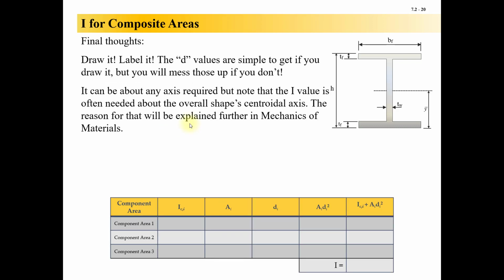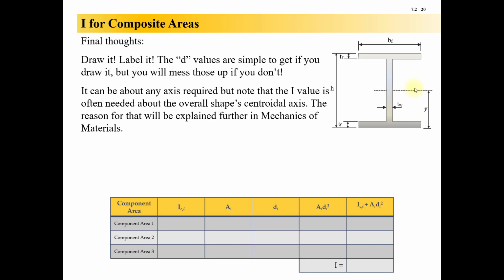Final thoughts. Again, draw the picture, label it. The biggest thing I think that people make mistakes on is this d distance. It is so basic, but until you draw this diagram and label it, the d distances are not going to be apparent. For instance, the d distance for this horizontal rectangle up here, if we do it like that, will be the center of this one, which will be down to this line here.